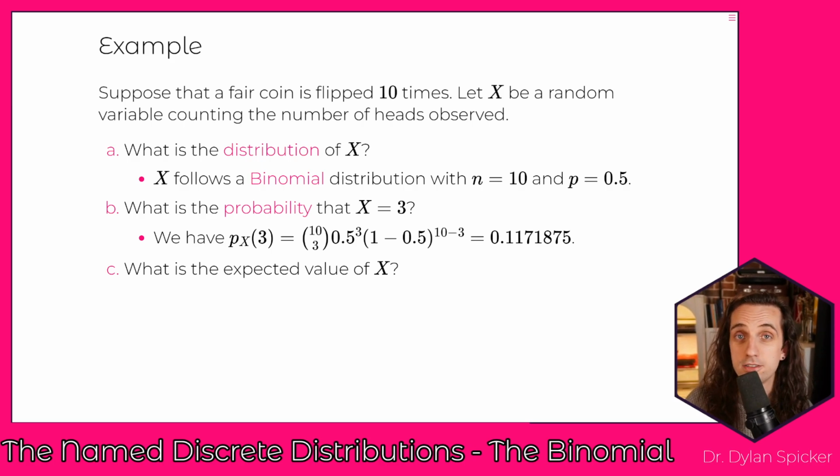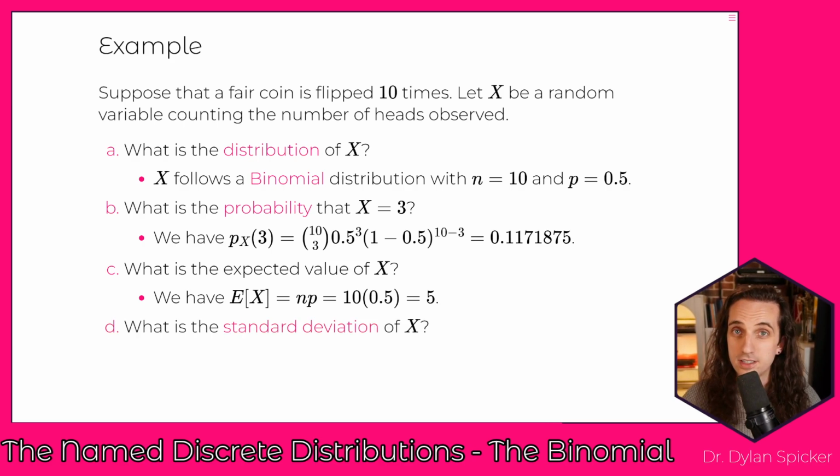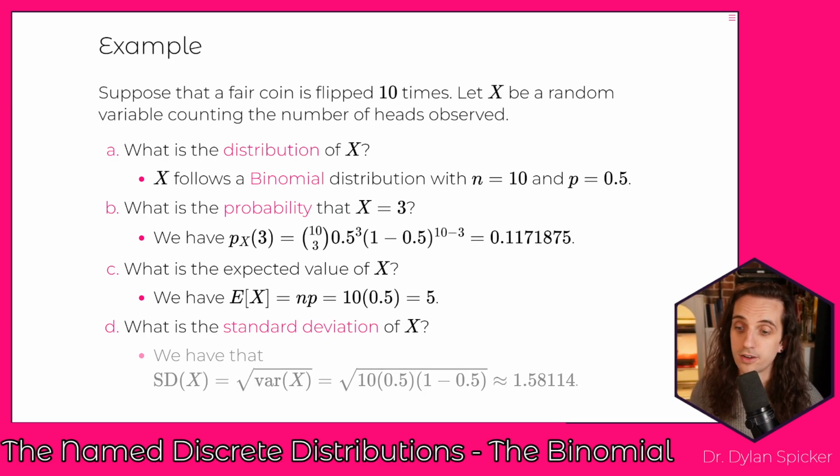What's the expected value of x? The expected value for a binomial is always n times p, and so that should give us 10 times 0.5, which is 5. We expect to see 5 heads. What's the standard deviation? This is the square root of n times p times 1 minus p, the square root of our variance.